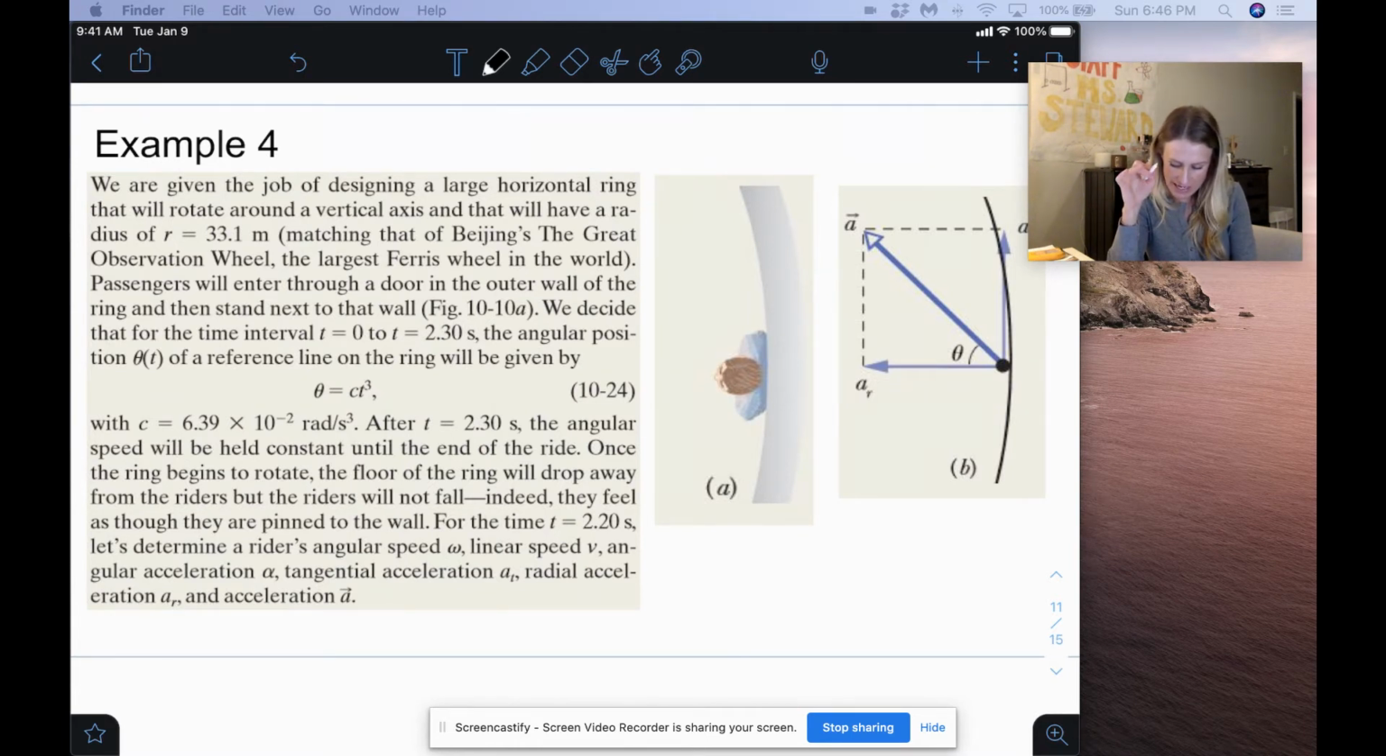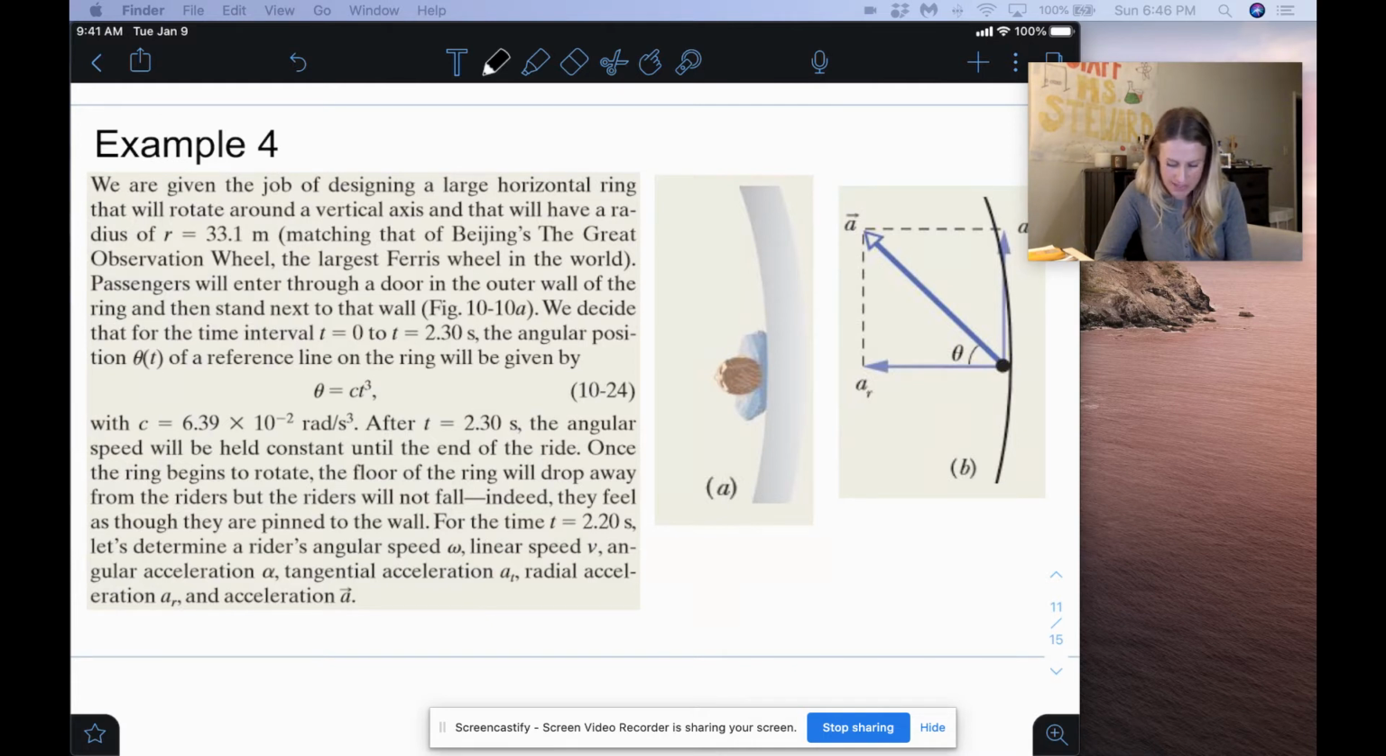We decide that for the time interval 0 to 2.3 seconds, the angular position theta of a reference line on the ring will be given by theta is equal to ct cubed, with c equal to 6.39 times 10 to the negative 2 radians per second cubed. After t equals 2.3 seconds, the angular speed will be held constant until the end of the ride.